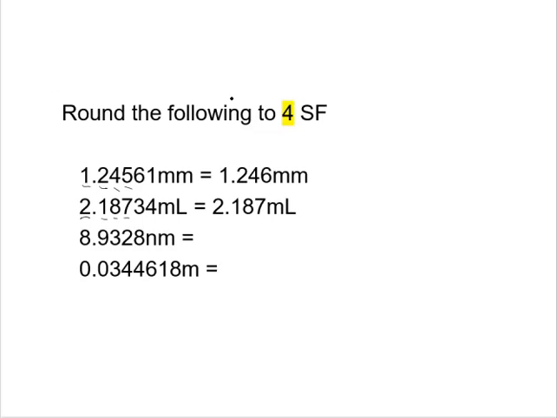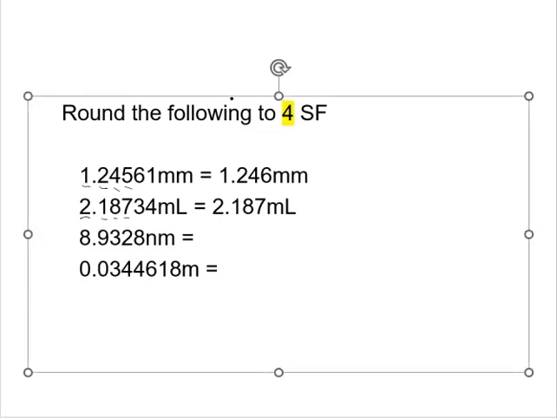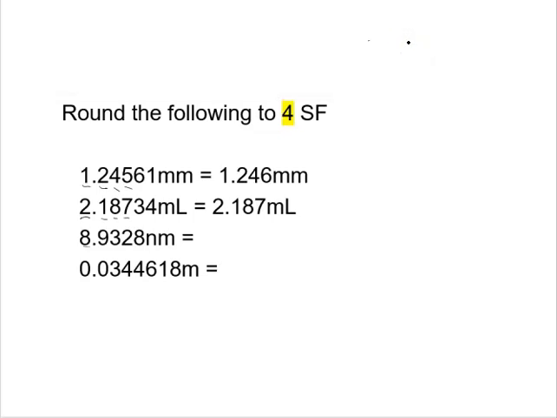The next example is 8.9328. And again, we don't have any zeros in that particular number, so we can take the first 4 numbers, the 8, the 9, the 3, and the 2, but that 8 is going to cause that 2 to round up to a 3. So our answer is 8.933, and this is nanometers.